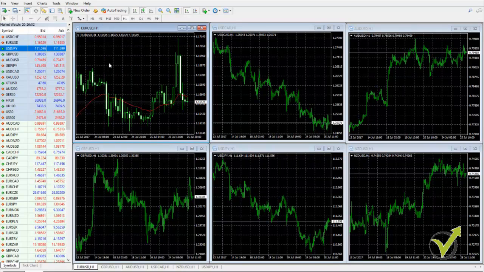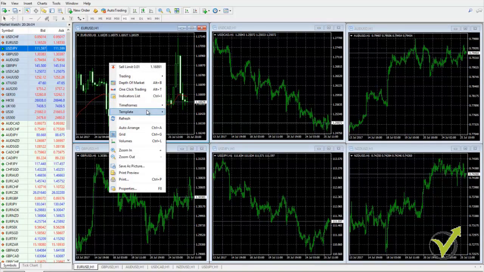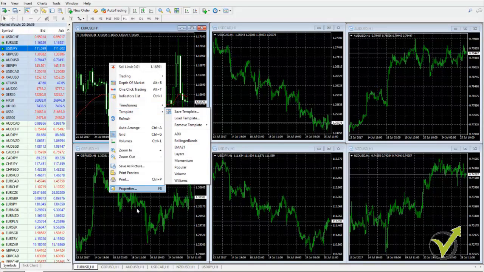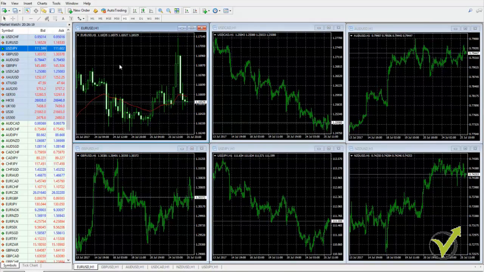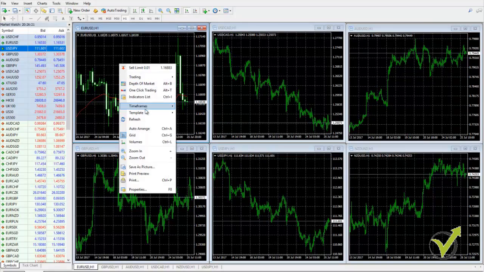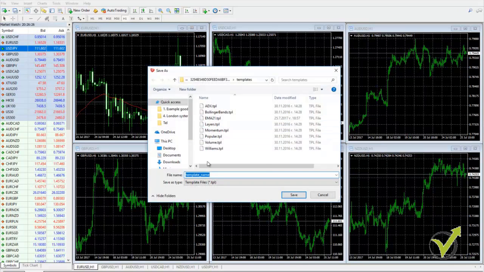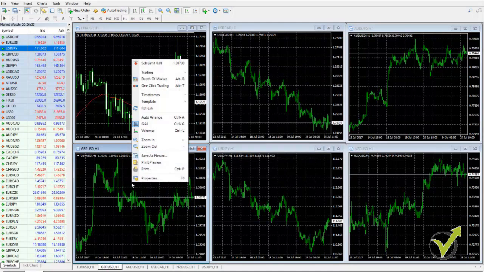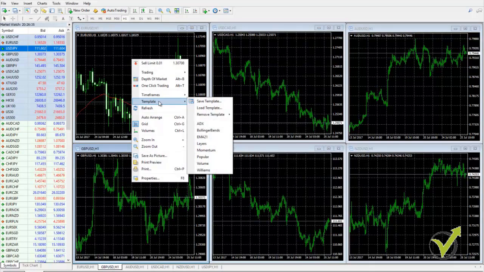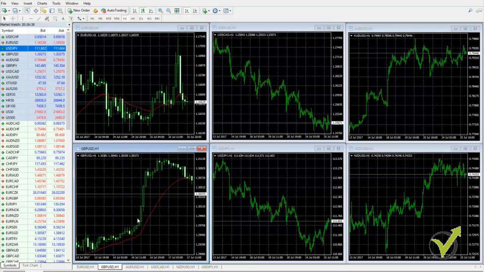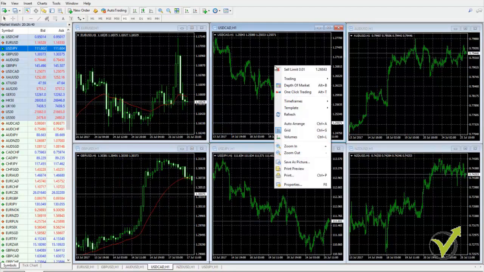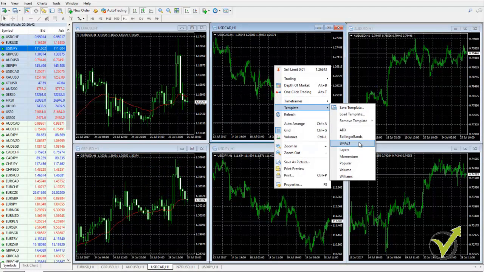So basically this is my template. I think I already have it actually. Yeah, it's the EMA 21. If you don't know how to do it, click the right button, then go to templates, save template, and then write the name of the template. In this case I wrote EMA21, and then when I click the right button again and go to template and choose EMA21, it will be the same way, so it's much easier. You don't need to do it all over again.